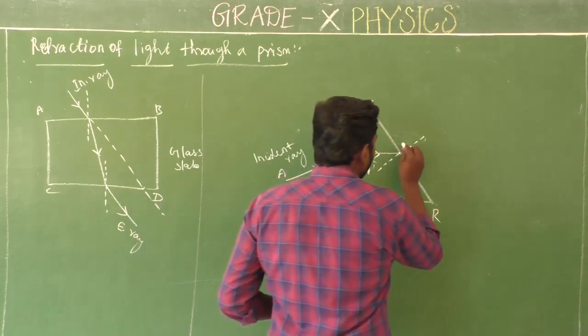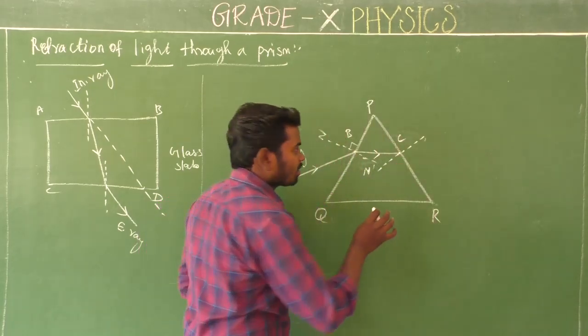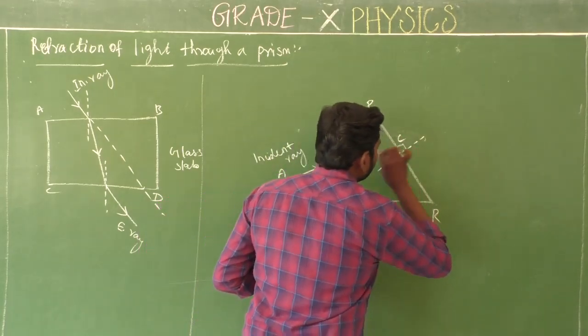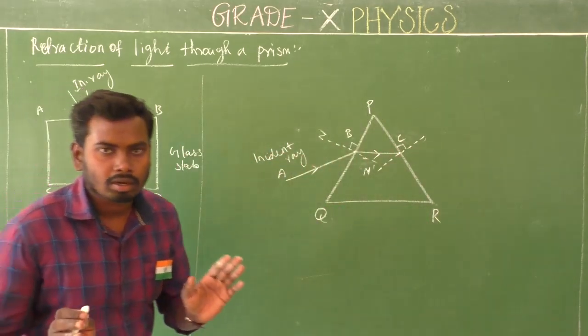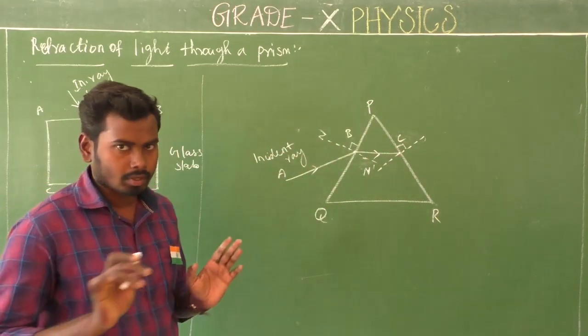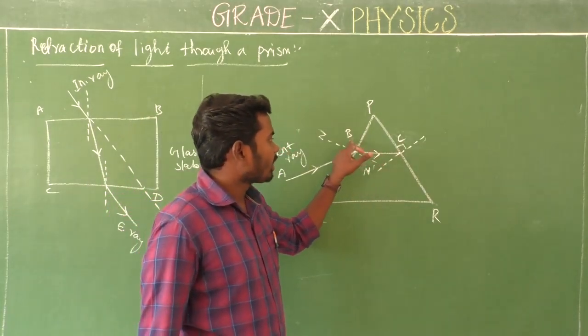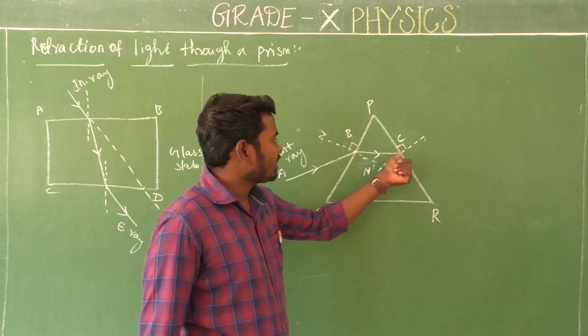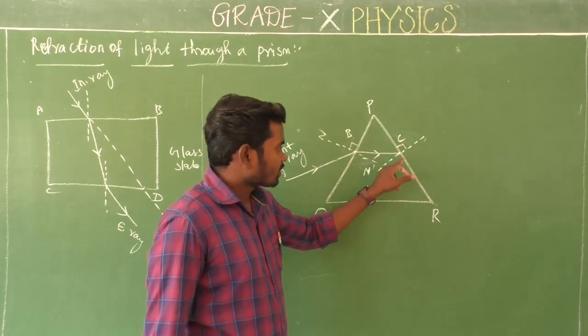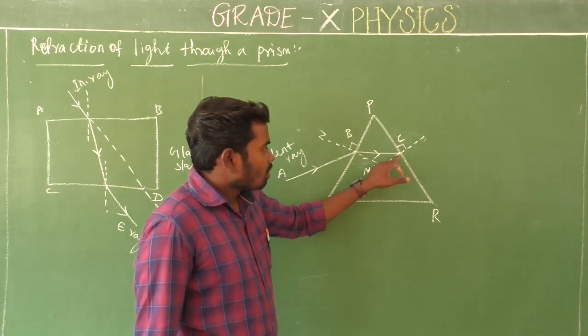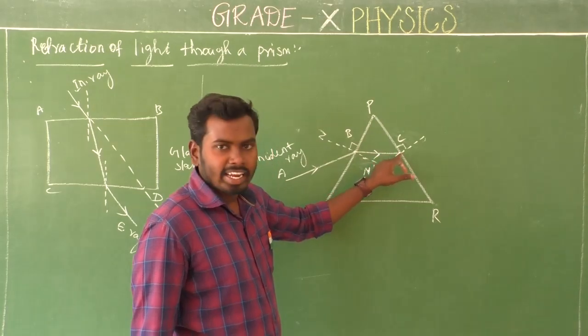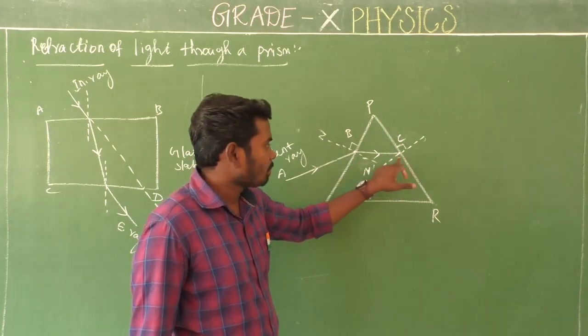So this is point C. There is a right angle triangle. Is it clear? Very simple, don't get confused. So here BC is the refracted ray. This refracted ray falls inside on the second surface of the glass prism at point C.